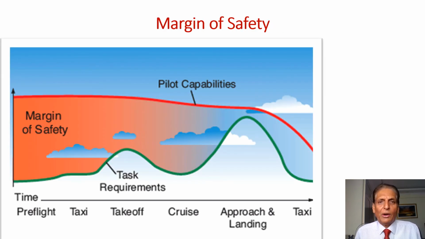Now we shall have a look at the margin of safety. From this graph, you can see that the margin of safety is minimum during approach and landing phase. So you must be very vigilant, alert, and fully involved during approach and landing, because the margin of safety during approach and landing is minimum.